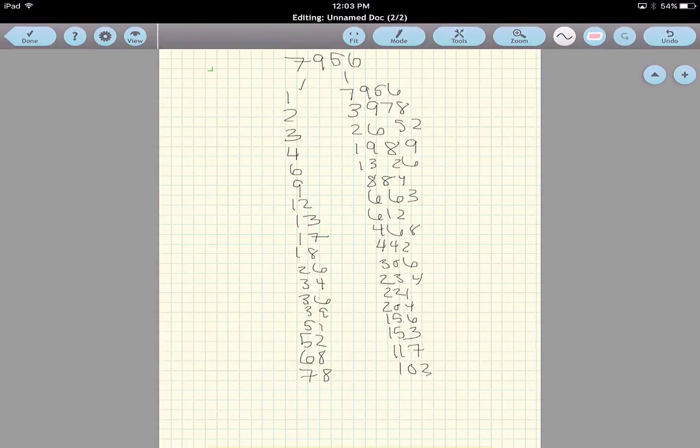We know you're done listing factors when you've found all consecutive factors and there are no more factors remaining in between your final two. So all of these numbers are factors of 7,956.